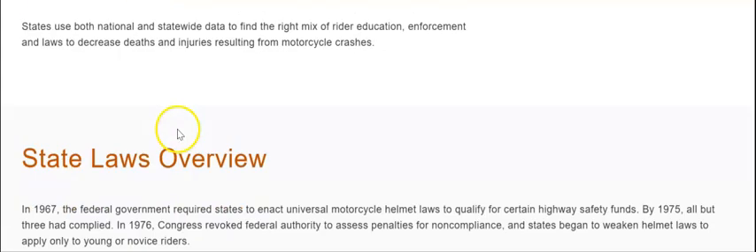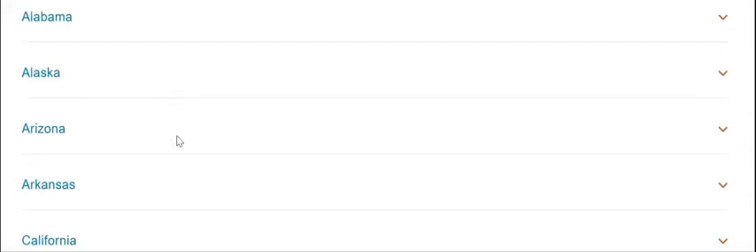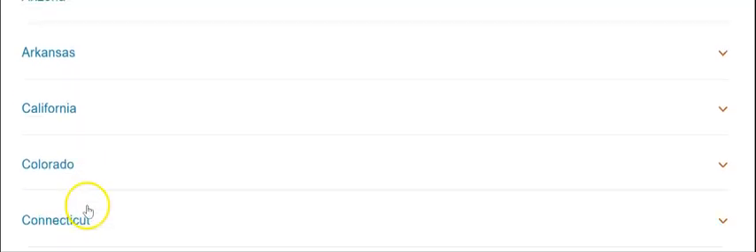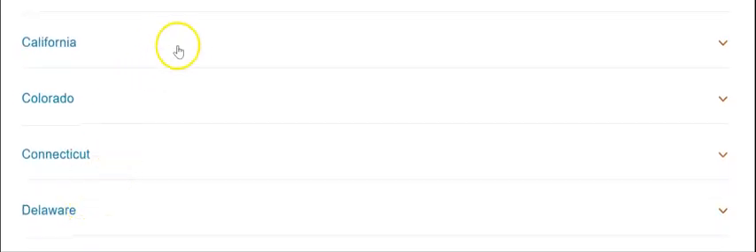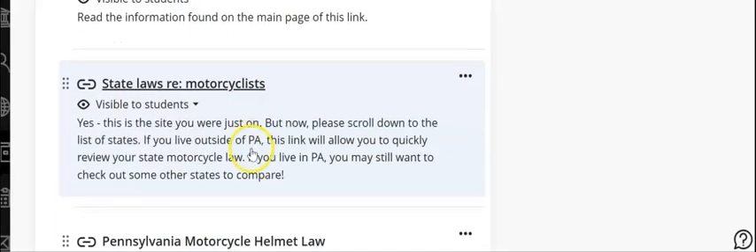So yes, that is the same source you were just in, but I want to assure them that everybody goes to the specific state that they reside in to find out more information. So that's why I have it separated out there. If you live outside of Pennsylvania, you're going to be able to quickly review your state motorcycle law. Wherever you reside, you'll be able to look at the information specific to that.